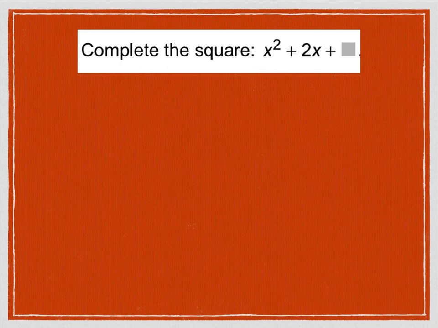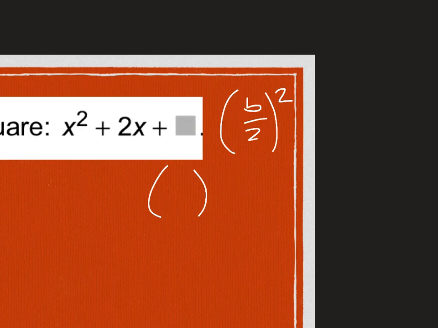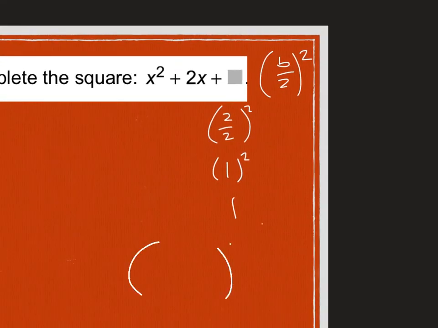Okay, last one like this. Our little formula that we have is b over 2 squared. What's our b? So we have 2 over 2 squared. What does 2 over 2 simplify to? 1. So we have 1 squared. And what's 1 squared? 1. But what's going to go into our parentheses here? x plus 1 squared. Awesome. x plus 1 squared.